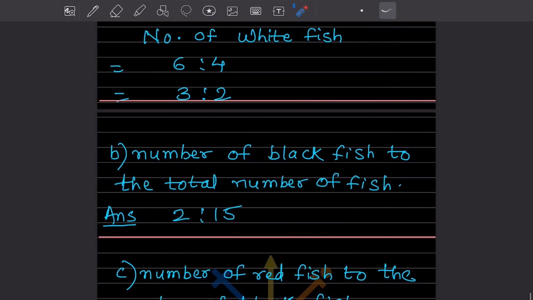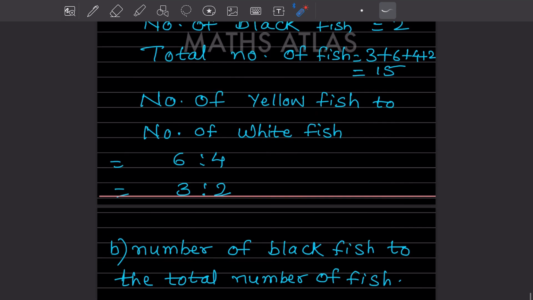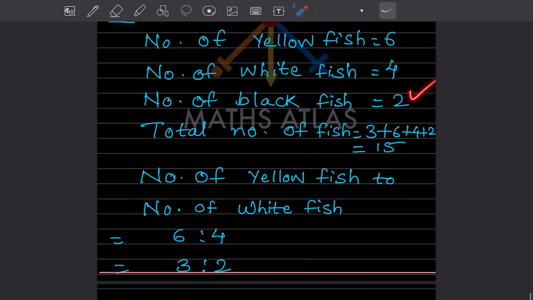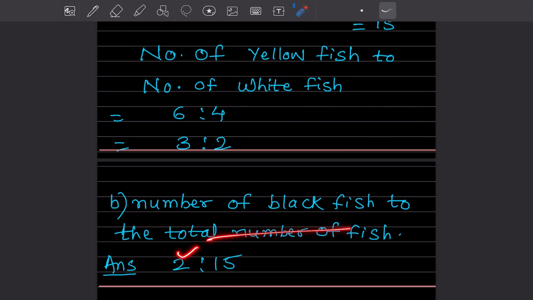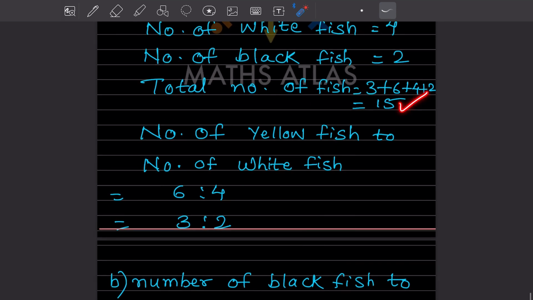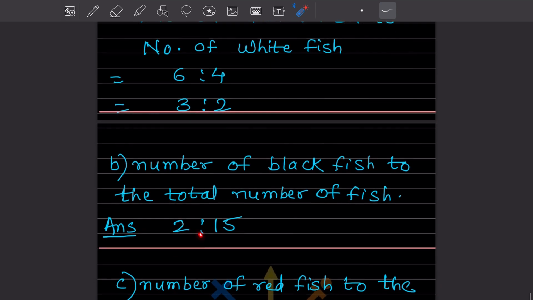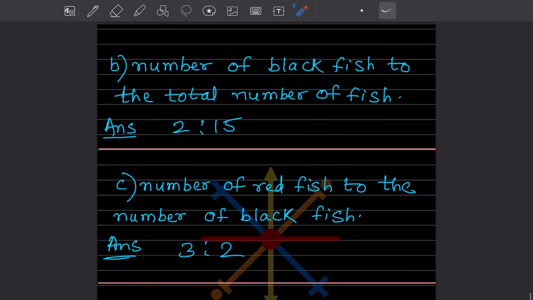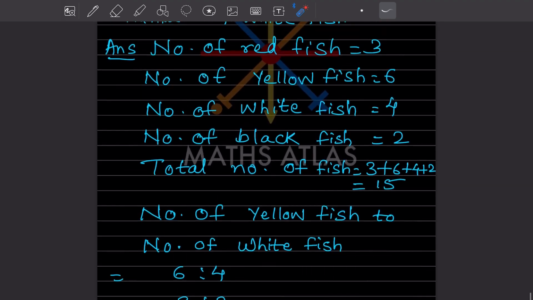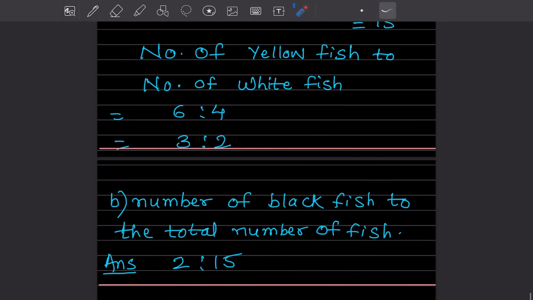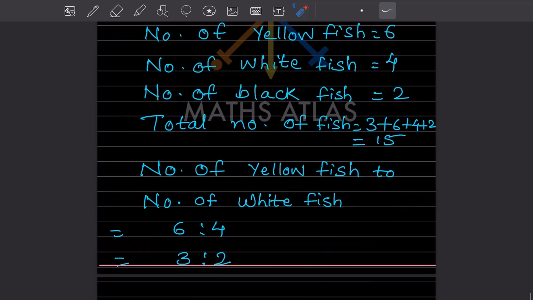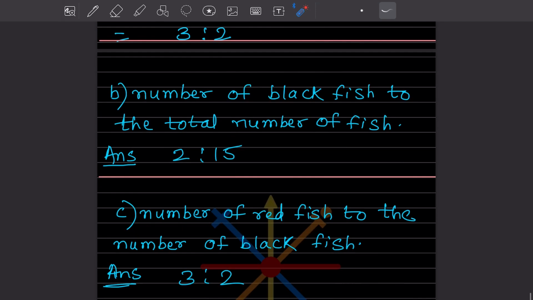So now what did they say? Number of black fish to the total number of fish. Now you know black fish is how much? 2. So you write here 2. The total number we already found is 15. So you can directly write 2:15. Here we cannot simplify it further. Now, number of red fish to the number of black fish. Red fish is 3 and black is 2. So 3:2.